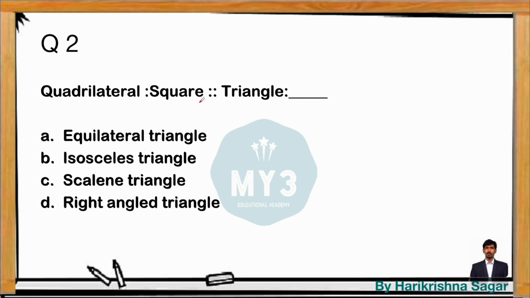Quadrilateral, square, triangle, what? Square is a type of quadrilateral where all sides are equal and all angles are also equal. Similarly, we need a triangle that has all sides equal and all angles equal. If a triangle has all sides equal and all angles equal, that must be an equilateral triangle. Mark the answer as A.